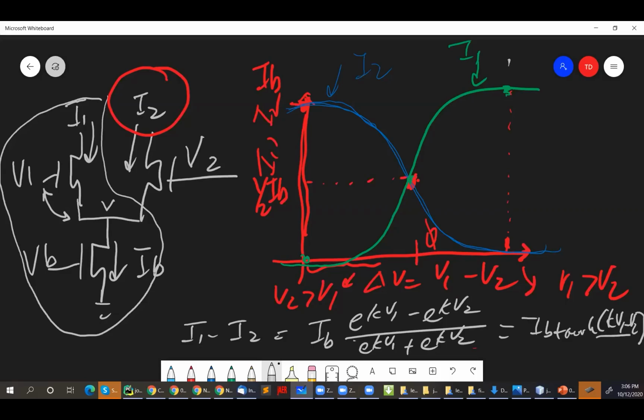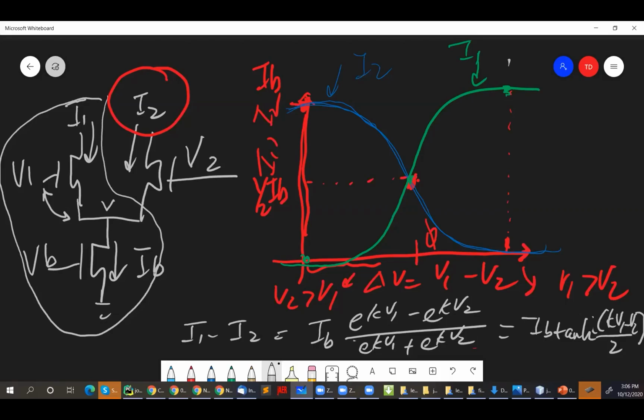It's too slow. You guys can read this, right? Anyway, you can see it in your notes. Okay. There we go. So you guys now know the transfer function of a differential pair. Yeah, it's kind of cool.